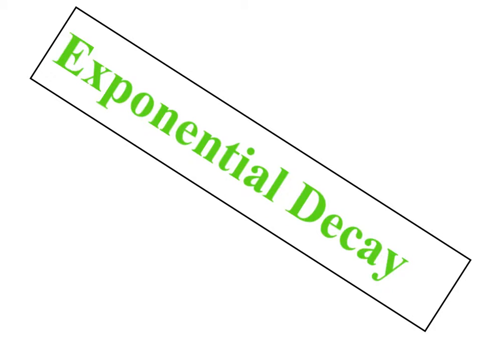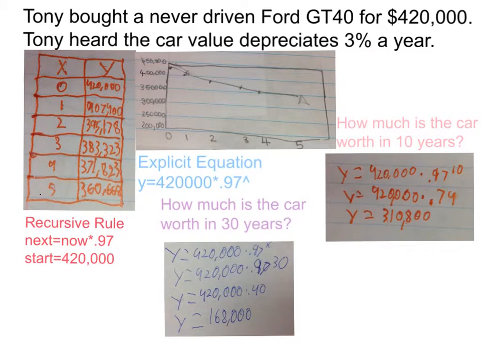Exponential decay. Tony bought a new driven Ford GT40 for $420,000. Tony heard the car value depreciates 3% a year. The explicit equation for this problem is y equals 420,000 times 0.97 to the x. The recursive rule for this problem is next equals now times 0.97, and the start is 420,000.